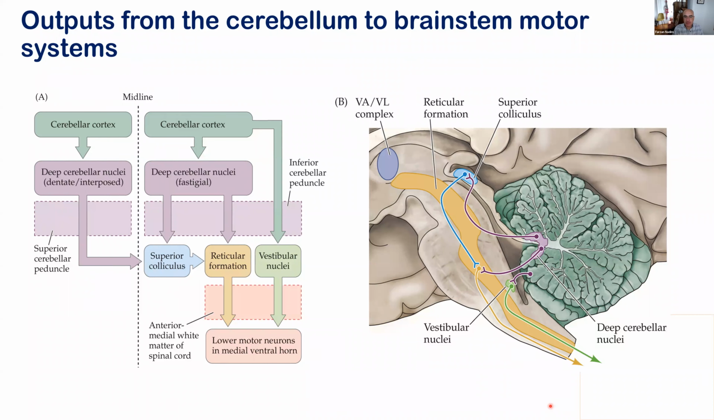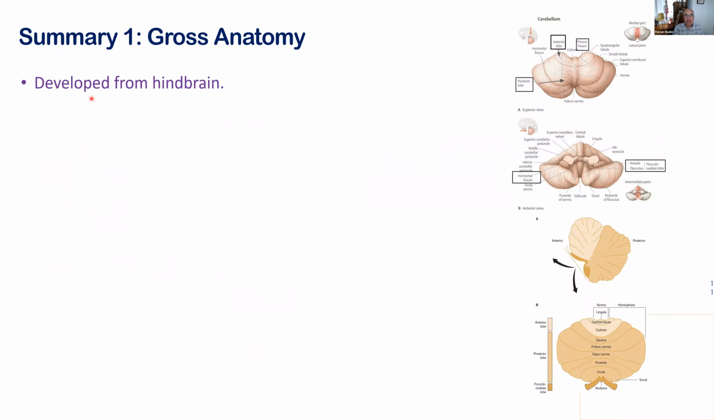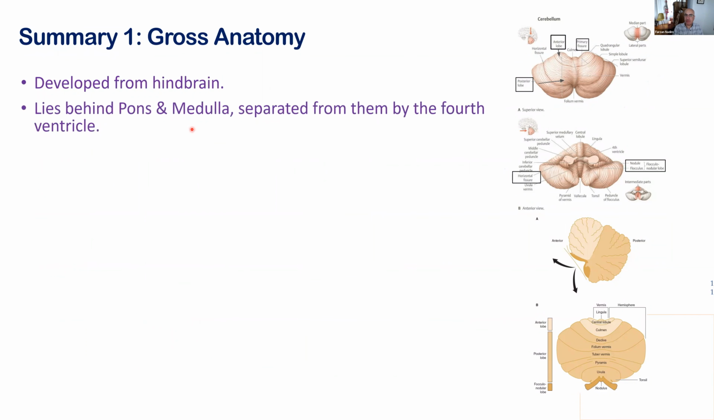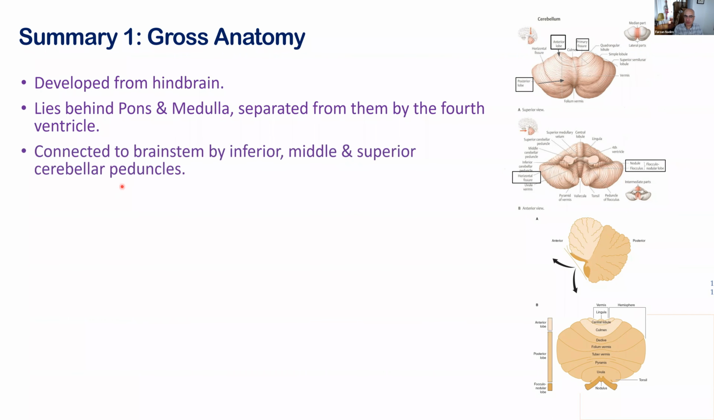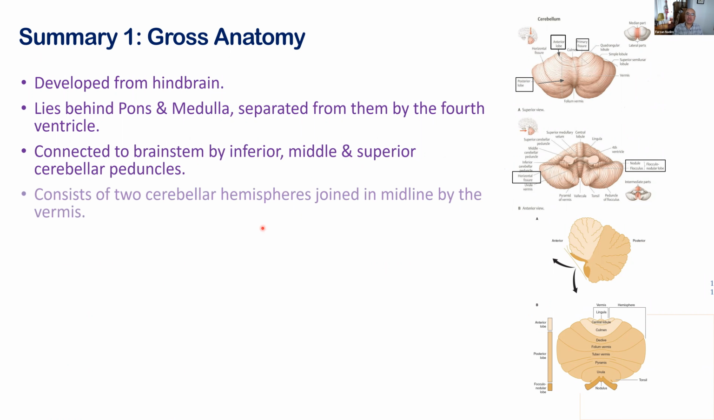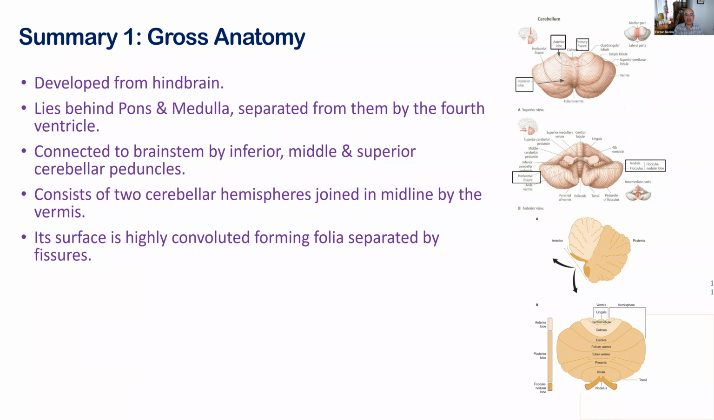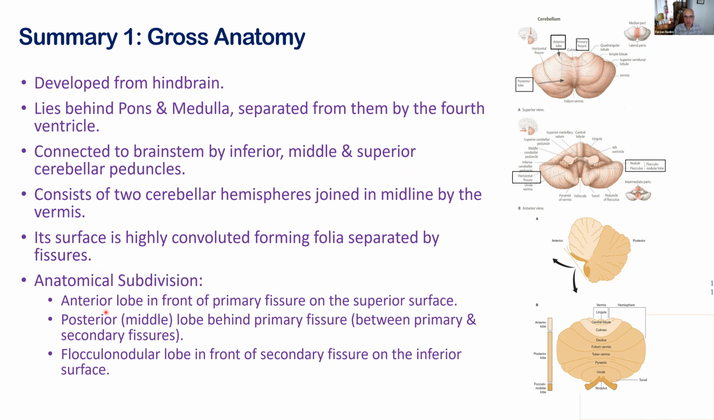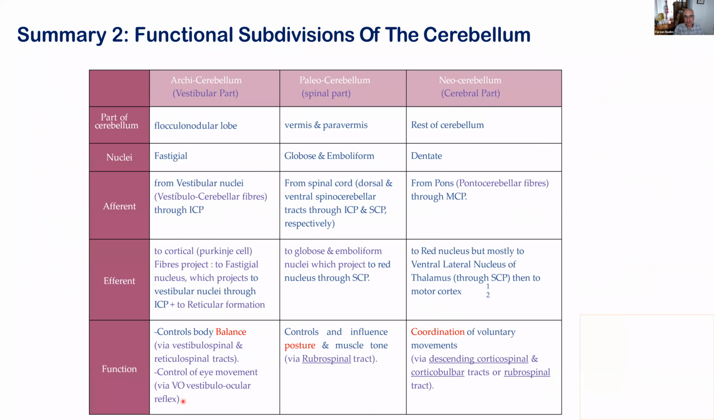My apologies. Okay, so I have a summary here. This is the cerebellum. I told you it's developed from the hindbrain. It lies behind the pons and is separated by the fourth ventricle, connected by the three peduncles, and has two hemispheres that are joined in the midline by the vermis. It has the convoluted folia separated by fissures, and the anatomical subdivisions in one direction are anterior, posterior, and flocculonodular lobes. And this is basically trying to describe the things that I told you in a simple table.